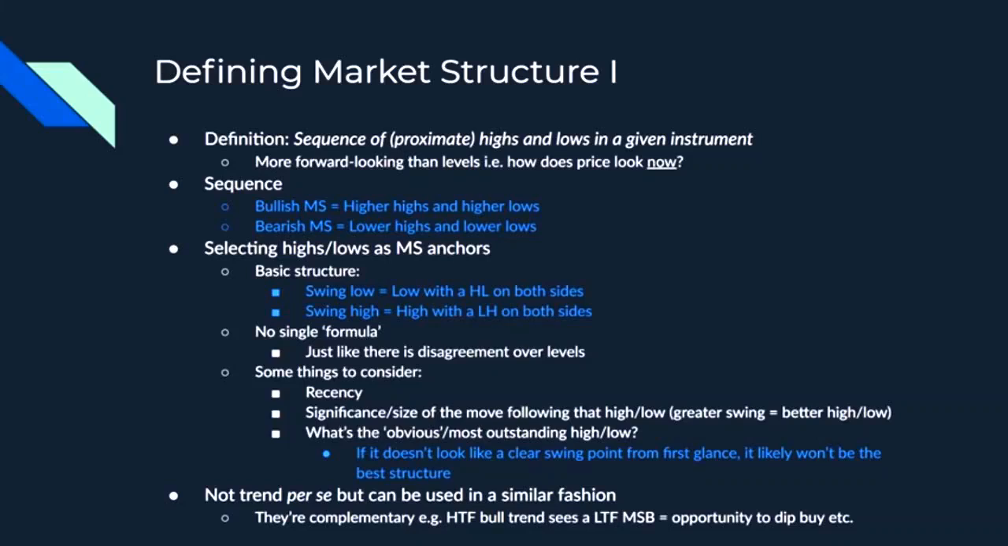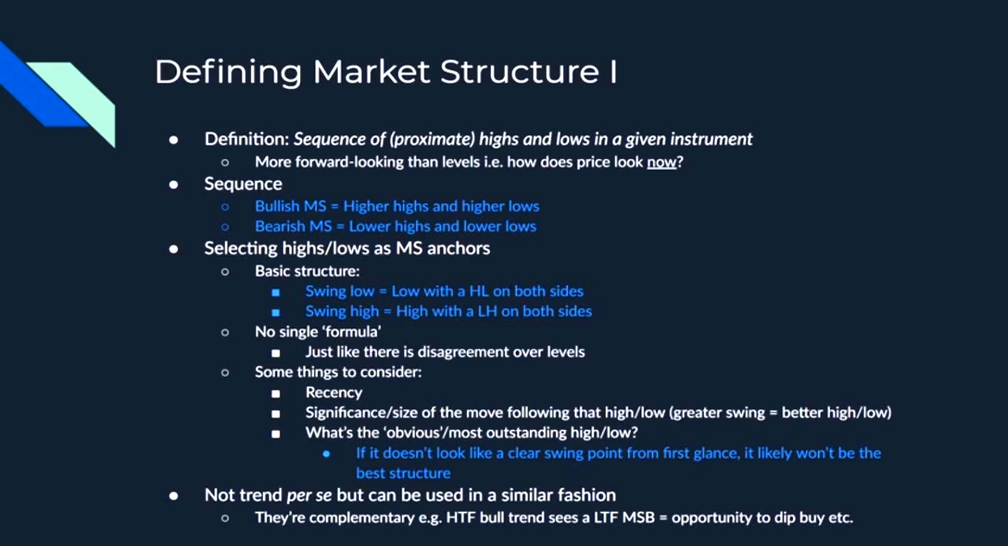So section 1 is defining market structure. My definition is a sequence of proximate highs and lows in a given instrument, and that sequence varies depending on whether the market is bullish or bearish. For bullish market structure, we generally expect to see higher highs and higher lows. For bearish market structure, we generally expect to see lower highs and lower lows.